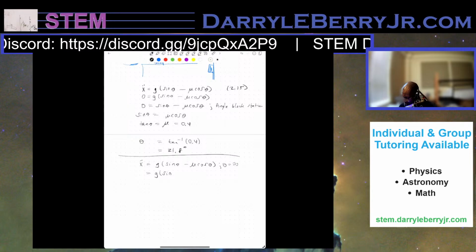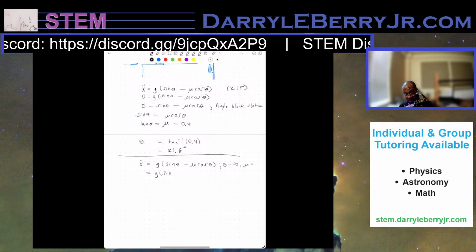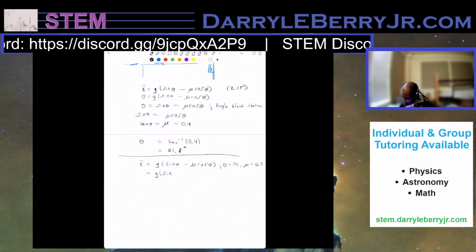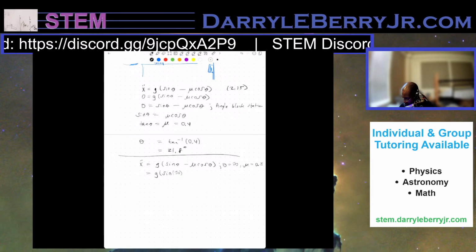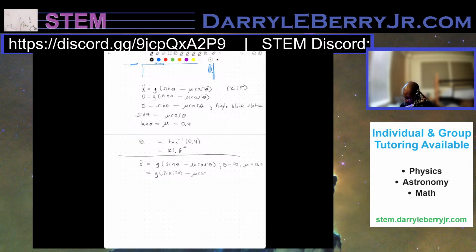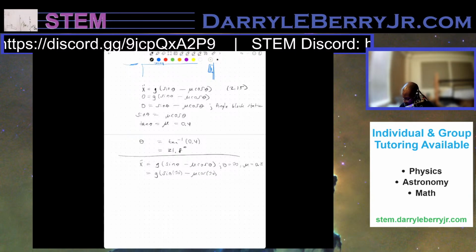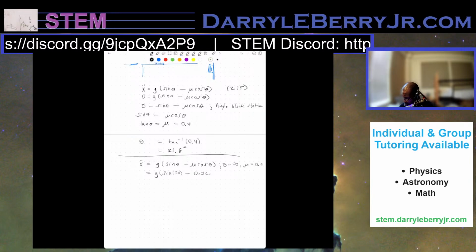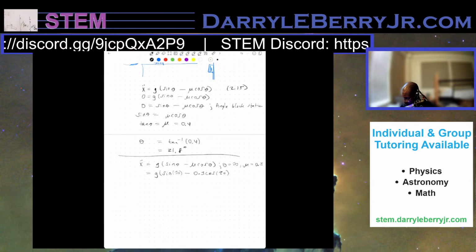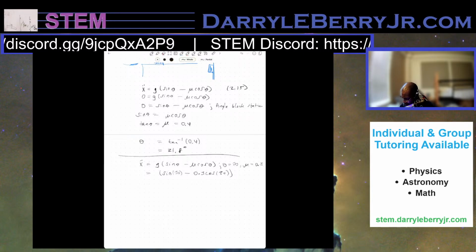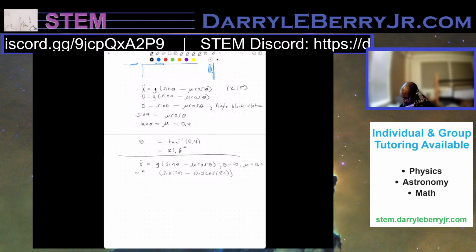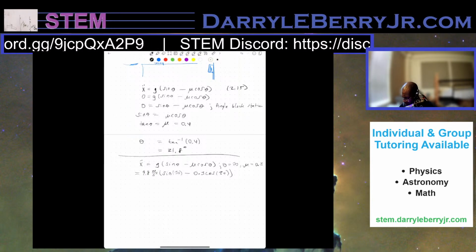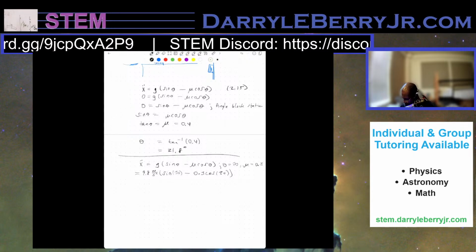theta equals 30, mu equals 0.3, sine 30 minus mu cosine 30, minus 0.3 cosine 30, all right? And this is g equals 9.8 meters over second squared. Got that?